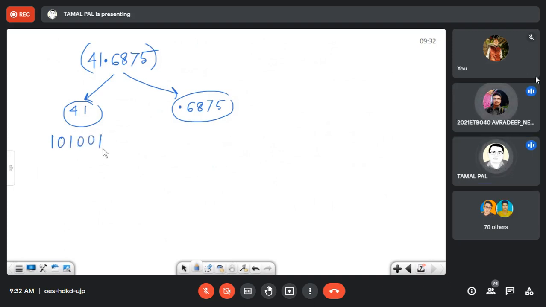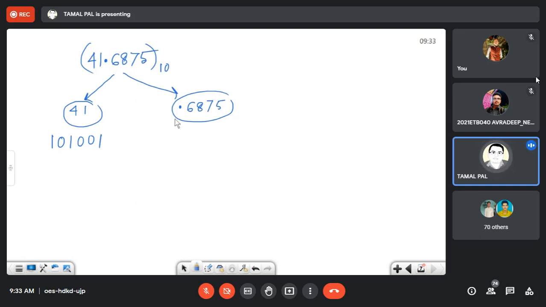Sir, is the number base 10? This number is base 10. 41.6875 is in base 10. If nothing is specified, you can consider it is a base 10 number. But if it is something else, then the base will be specified. Now 41 is 101001. I think you have already done it.